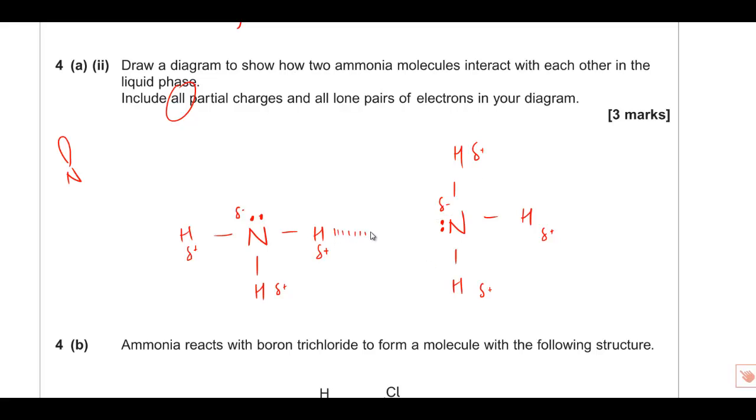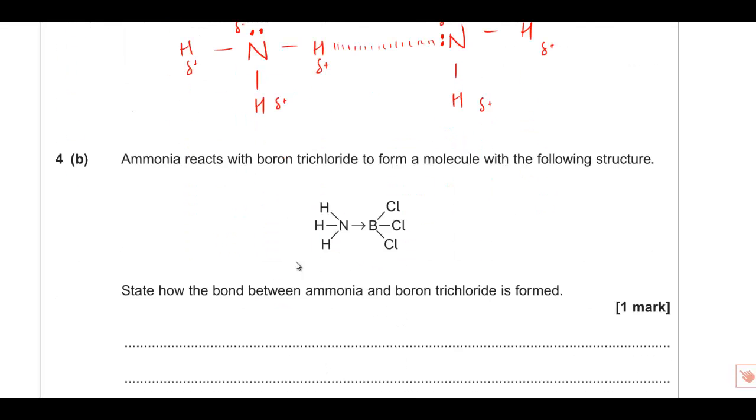And then this is my bond between there. That's going to score me 3 marks. I've shown my lone pairs, I've shown my partial charges, and I've shown the idea of a bond being formed between the lone pair and the hydrogen. Really nice, easy 3 marks.